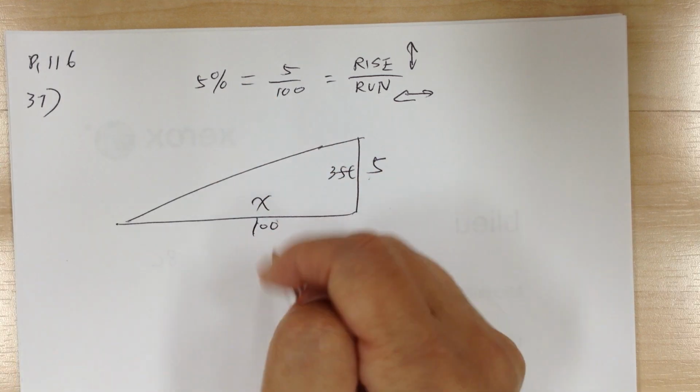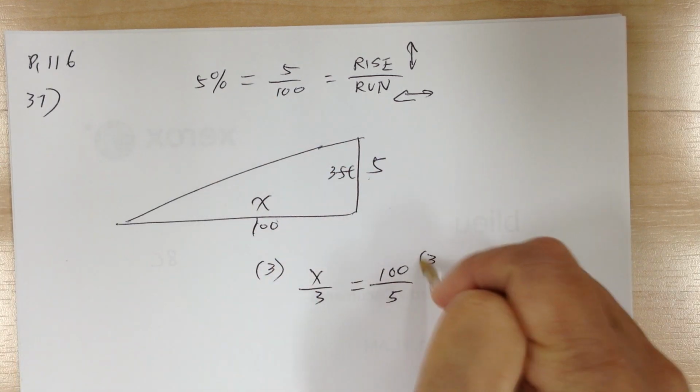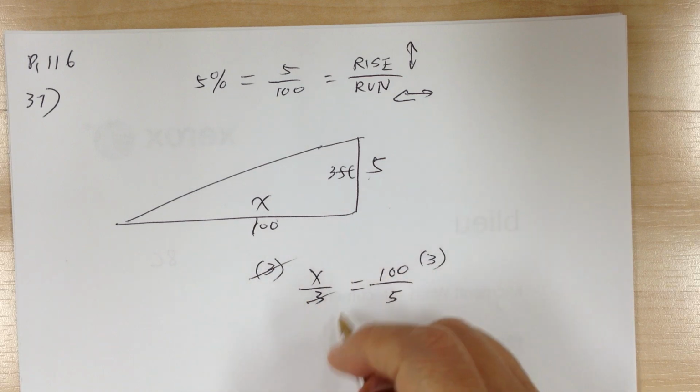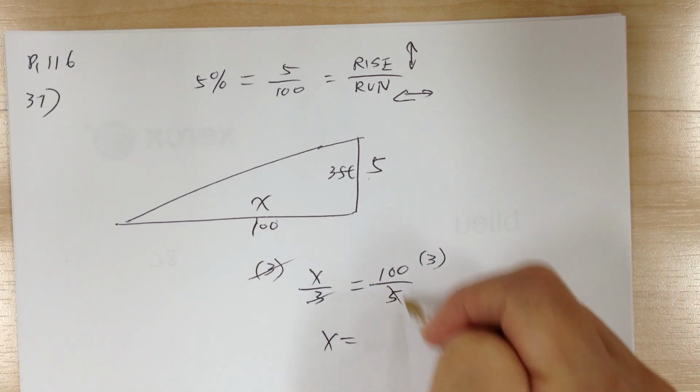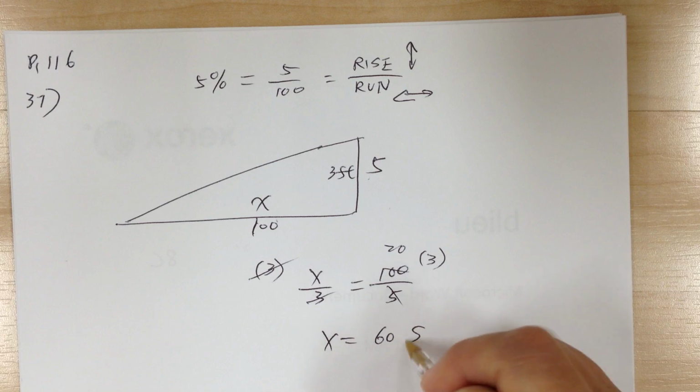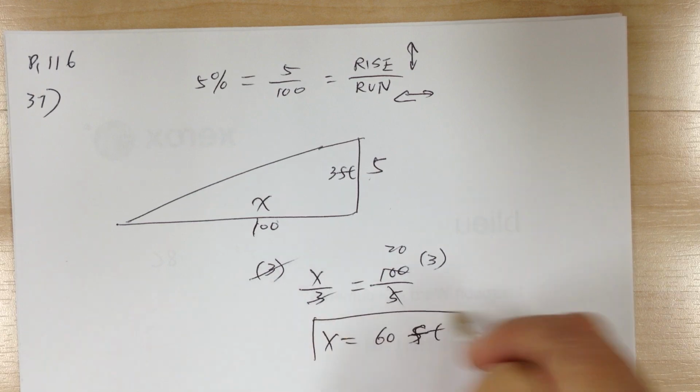To solve this, you just multiply by 3 on both sides. So this will cancel out, and you got x equal to 100 over 5 times 3, and this can cancel. So you got x equal to 60 feet.